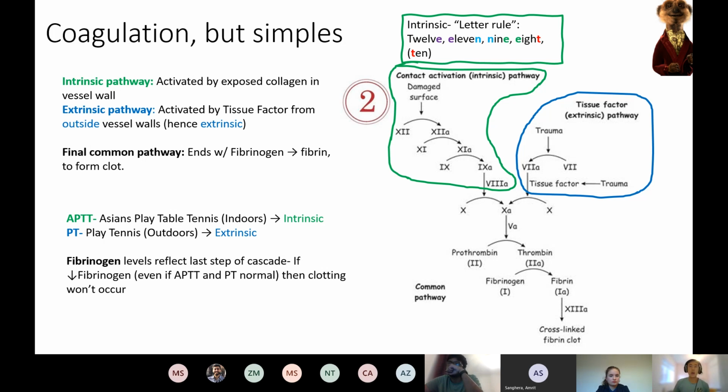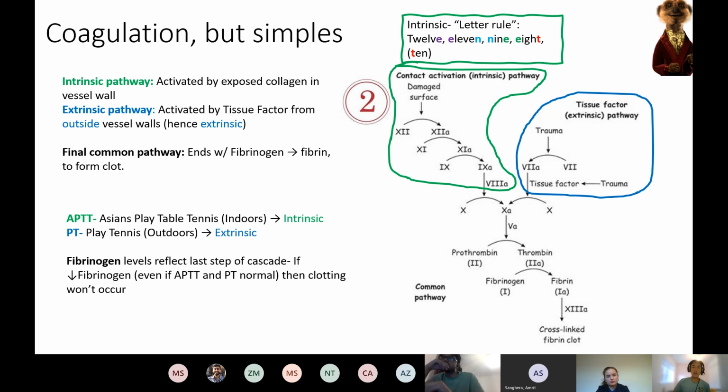It's very easy remembering the factors involved in the extrinsic pathway because there's only one. It's just 7. With the intrinsic pathway, there's that rule of letters. I've tried to show it here. The last letter of the first factor is the first letter of the following factor. So 12 ends in E, E11, 11 ends in N, N9, and so on. They all coalesce on this final common pathway, which forms this fibrin.